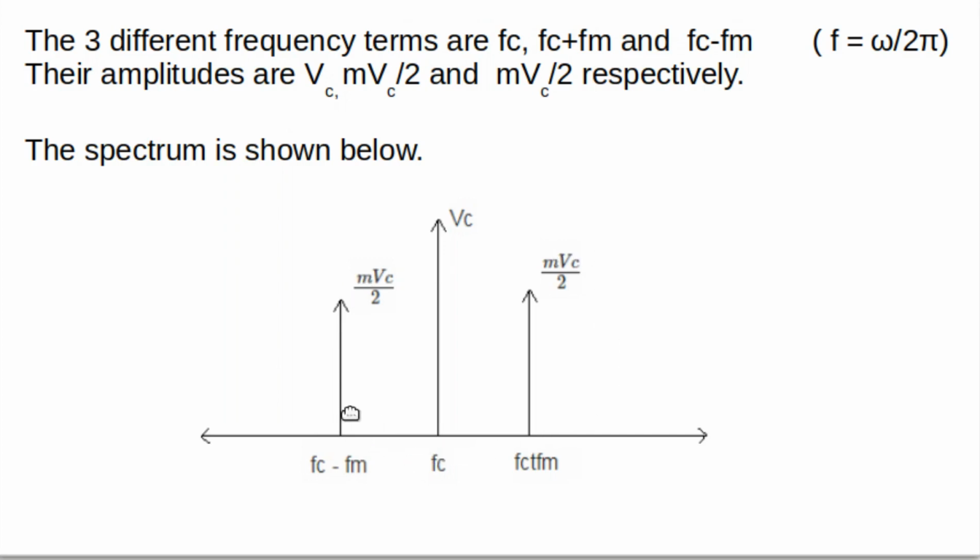It has three spectral lines, and we can see here that the separation between the upper sideband term and the carrier is fm. Similarly, the separation between the lower sideband term and the carrier is again fm. So the upper sideband frequency and lower sideband frequency are situated at equal distance from the carrier frequency fc.